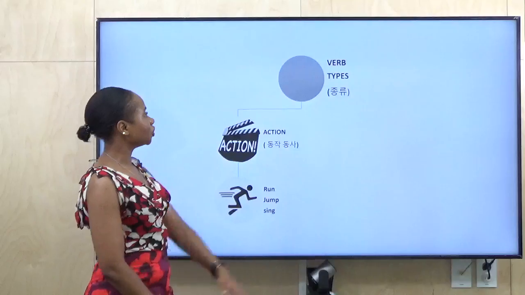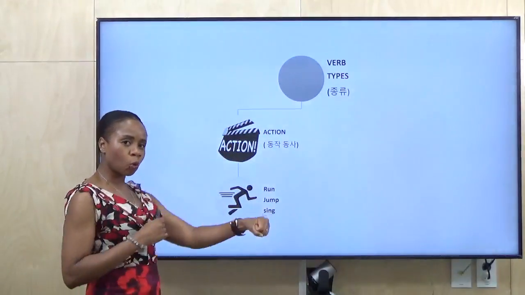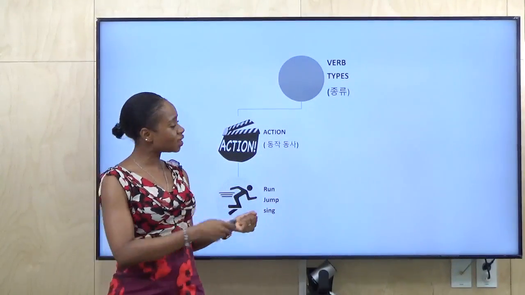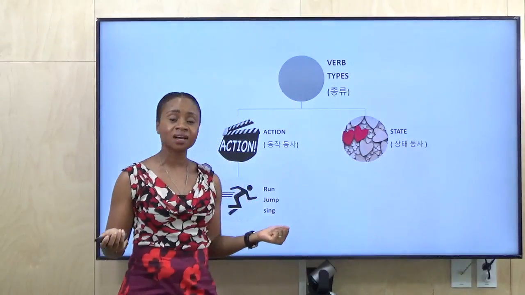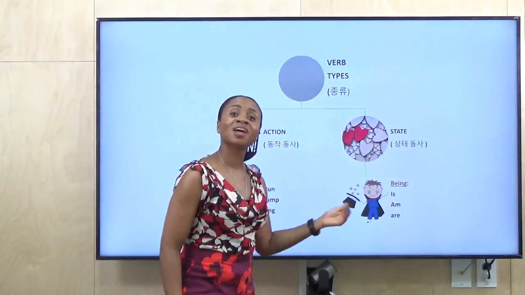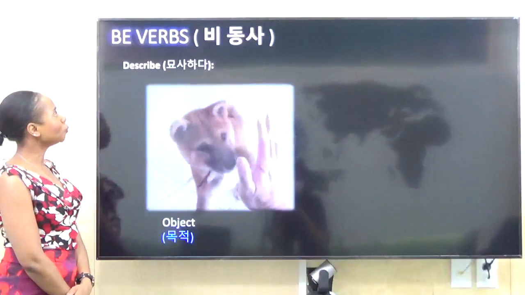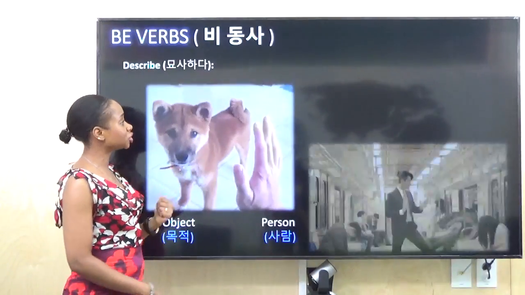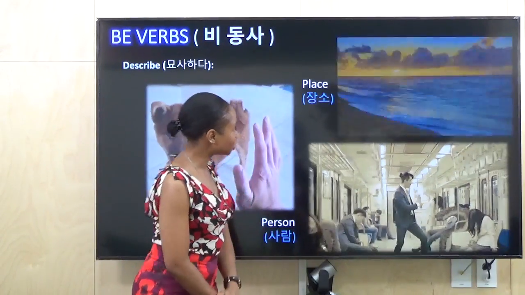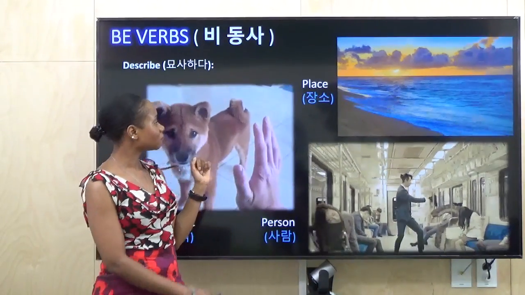Before we start, let's learn. There are 2 kinds of verbs. Action verbs: run, jump, sing, moving verbs. Okay, then we have our verbs of state, which is our be verbs today. So that will be is, am, and are. What are be verbs? Be verbs can be used to describe an object, like a dog. We can use be verbs to describe a person or a place.